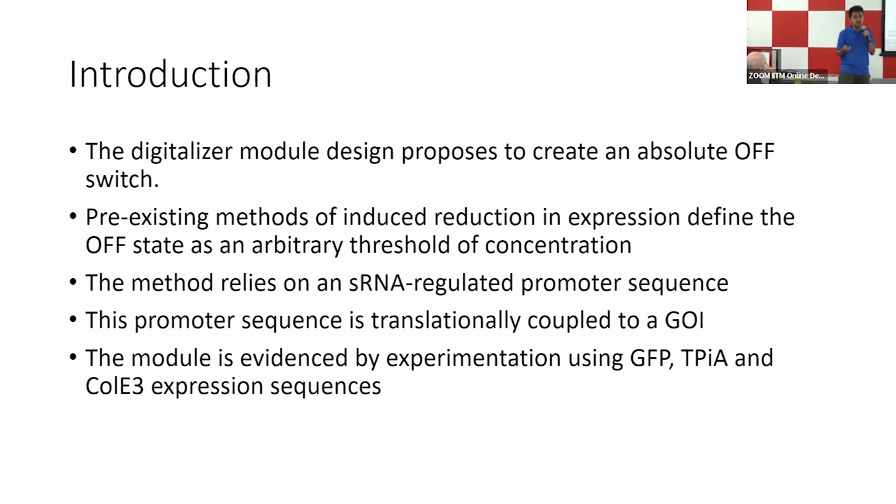The main rationale behind why this method has been employed is that the pre-existing methods use an arbitrary threshold to decide what the off state is. This method is able to get a very quick and effective off state because it uses an sRNA regulated promoter sequence. This sRNA regulation works because the sRNA is able to block translation of a repressor sequence in that plasmid, and that repressor is then translationally coupled to our gene of interest.